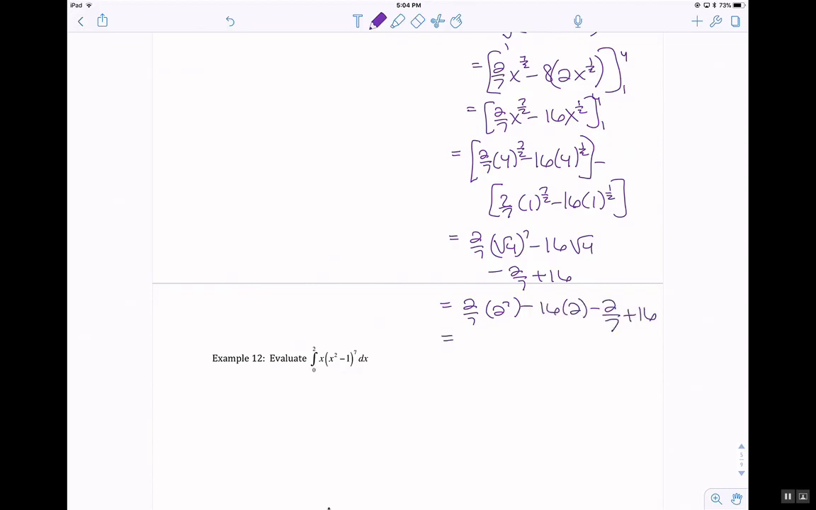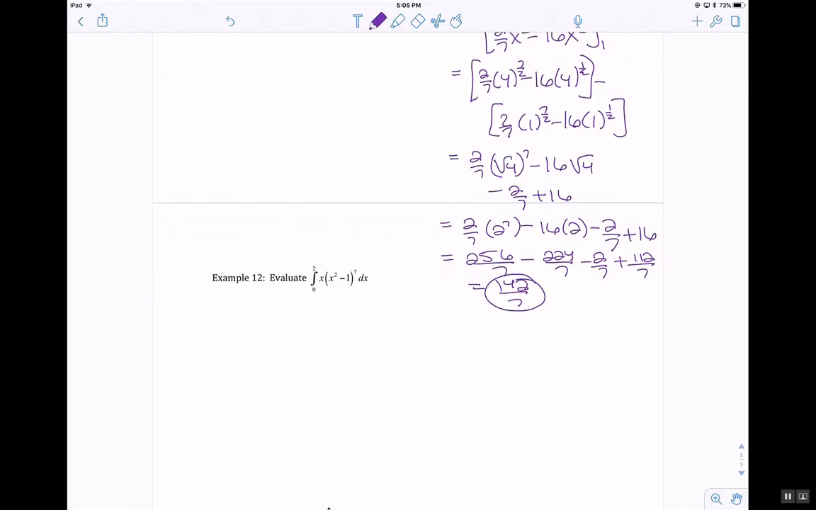So then I get 256 over 7, and then minus my 32 is 224 over 7 minus 2 over 7, and then my 16 is 112 over 7, and so then when you simplify, you get 142 over 7. Okay, so example 12.